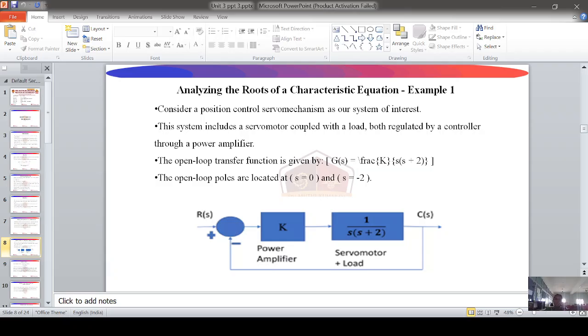Analyzing the roots of a characteristic equation, for example, considering a position control servo mechanism as our system of interest. The system includes a servo motor coupled with a load, both regulated by a controller through a power amplifier. So the open loop transfer function is given by G(s) equal to K divided by S into (S plus 2). The open loop poles are located at S equal to 0 and S equal to minus 2. That means P1 is equal to 0, P2 is equal to minus 2.